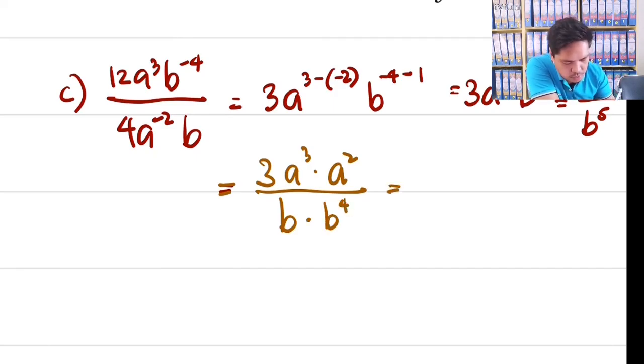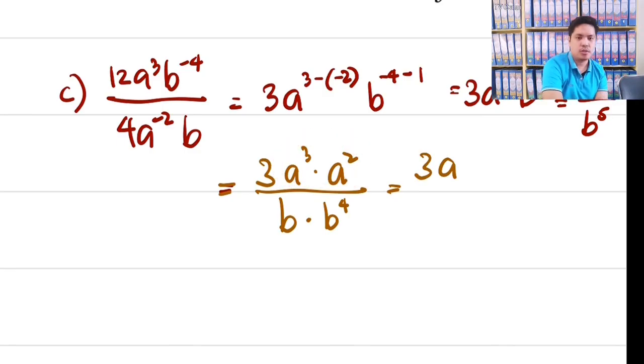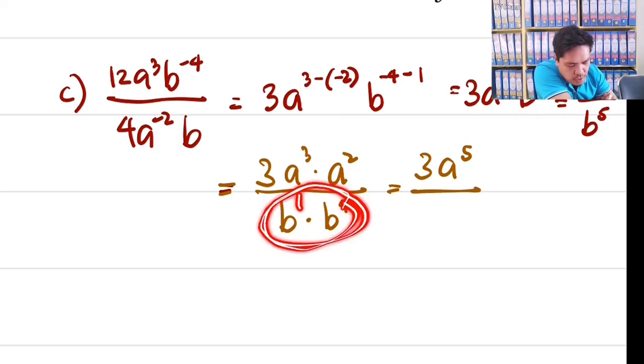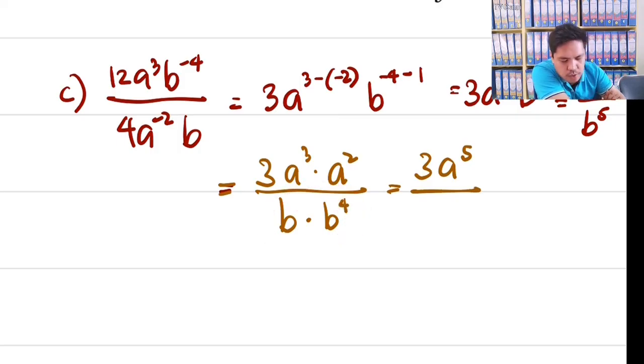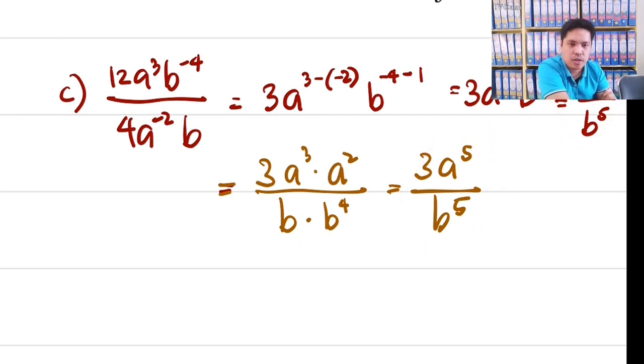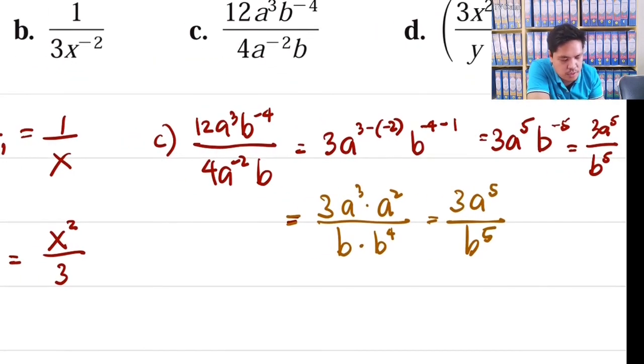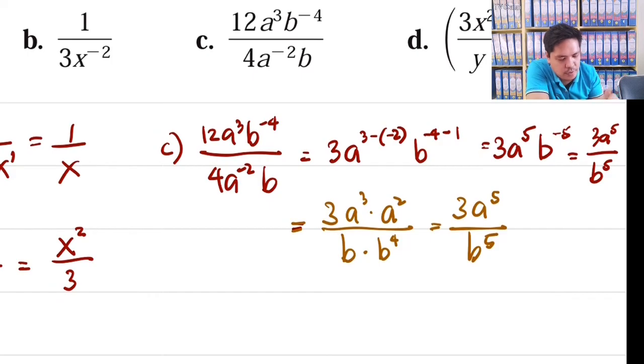So, anong mangyayari? Sa numerator, we have 3a. So, we multiply two exponential expressions of the same base. So, just add the exponents. A raised to 5 over the same dito. Just add 1 and 4. So, 5. B raised to 5. And that is the same as this. Okay? So, you can approach it like that. Ayun, pareho sila. Okay?